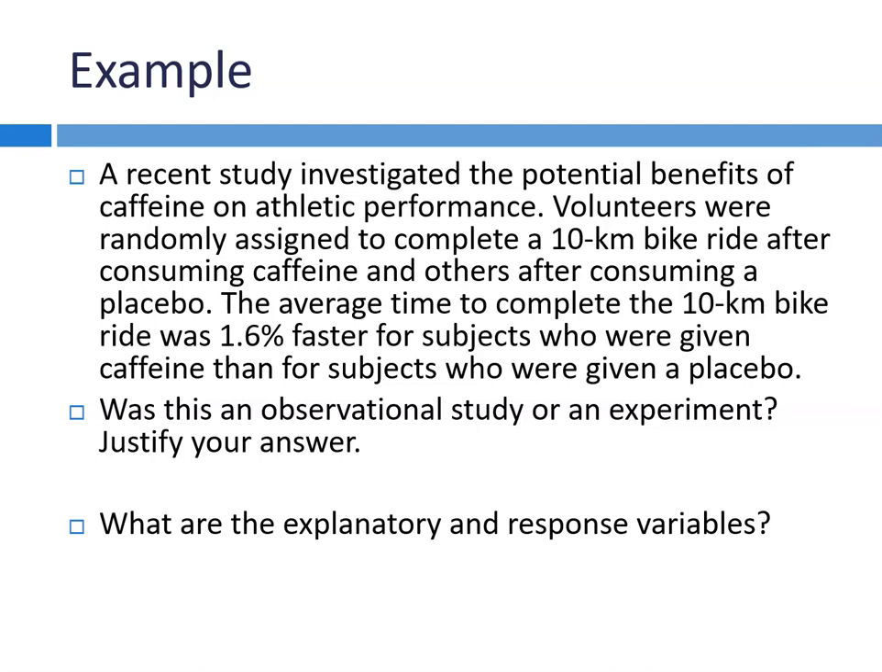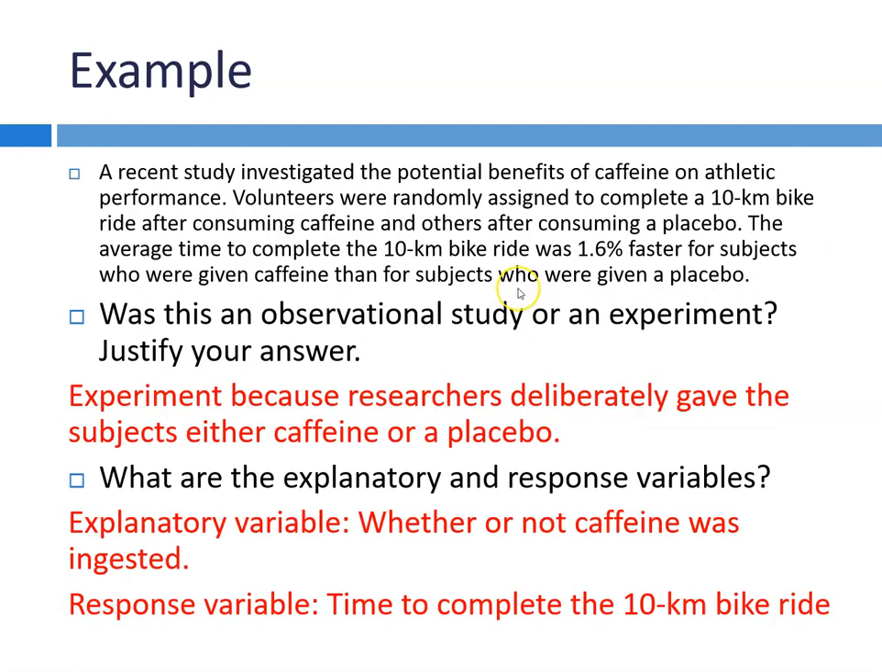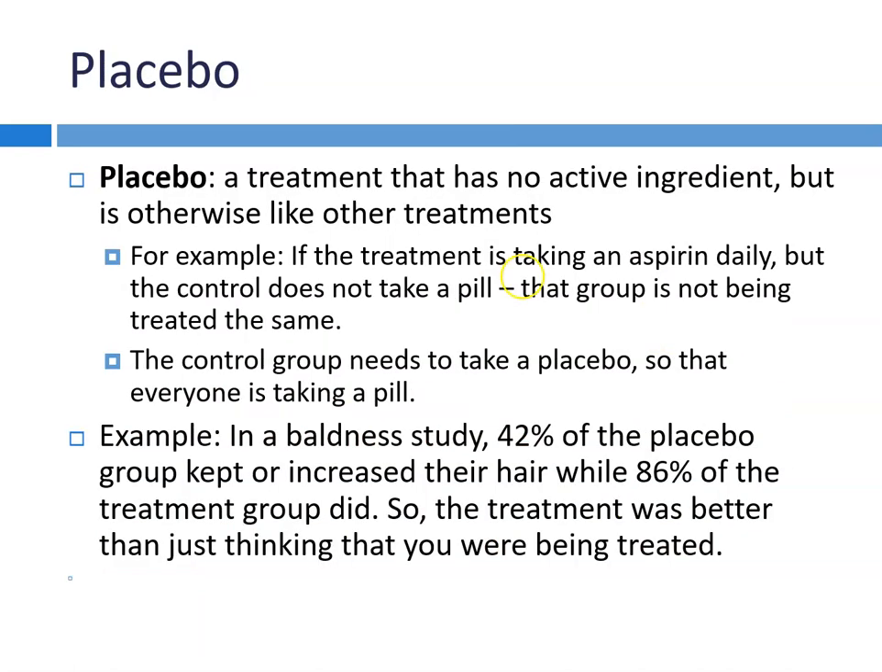So was this an observational study or an experiment? Well, this one is going to be an experiment because the researchers deliberately gave the subjects either caffeine or a placebo, which we'll talk about in a little bit. The explanatory variable here is whether or not caffeine was ingested, and the response variable was the time to complete the 10-kilometer bike ride. Notice how I didn't say the explanatory variable was just caffeine, right? It's either whether it was given or not. So make sure you're being clear and expressing enough in your descriptions of your variables.